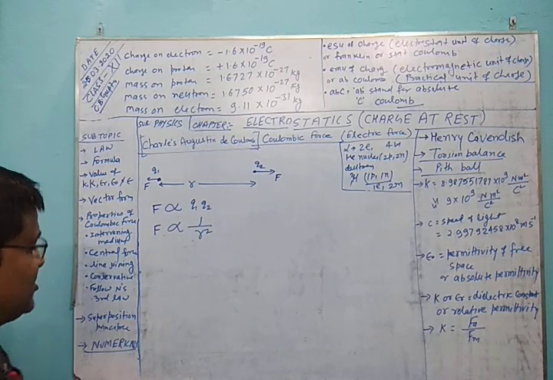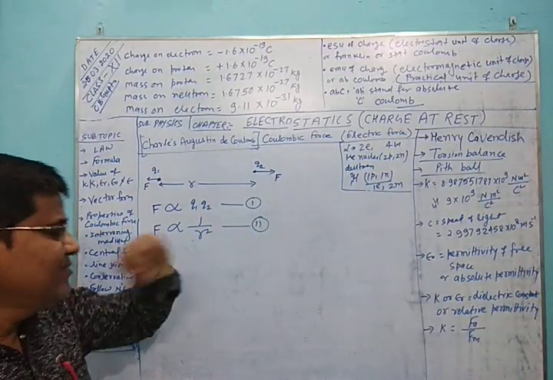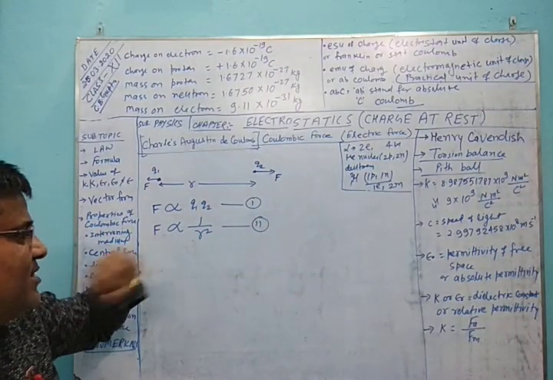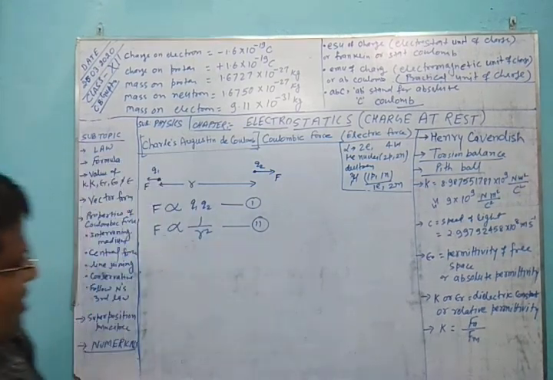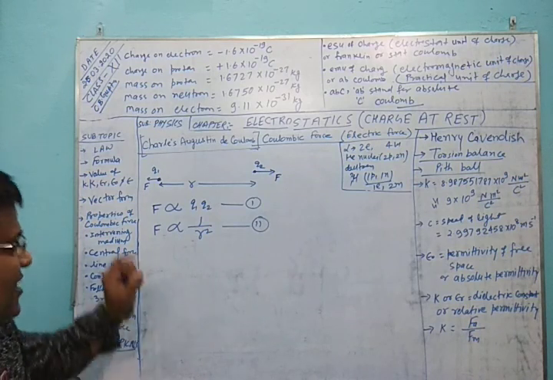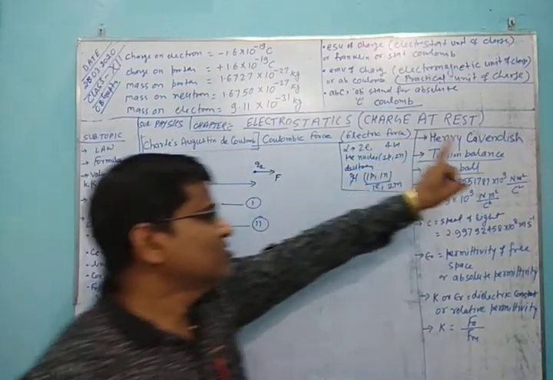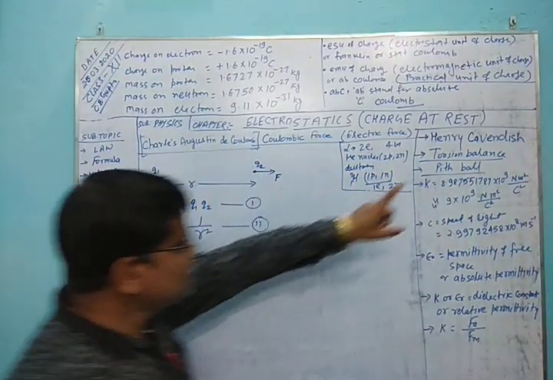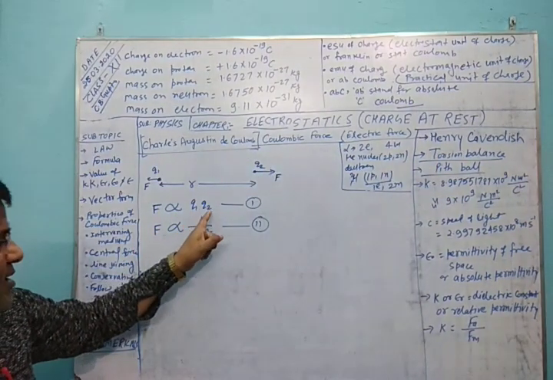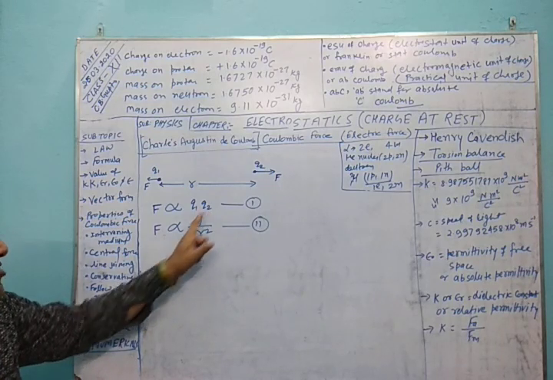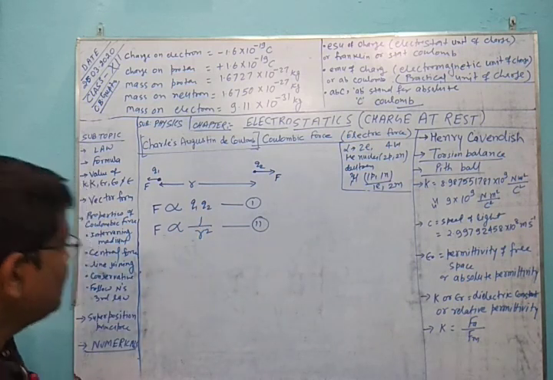Is it clear? There are two things. One is directly proportional and the other is inversely proportional to the square of the distance between them. The concept of these two relations came after this experiment, the torsional balance. After this experiment, Coulomb decided the force between two charged particles is directly proportional to the product of charges and inversely proportional to the square of the distance between them.